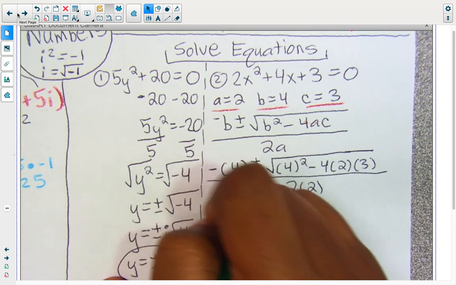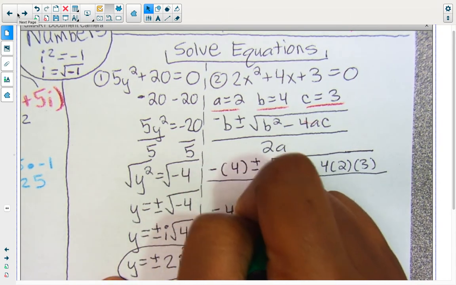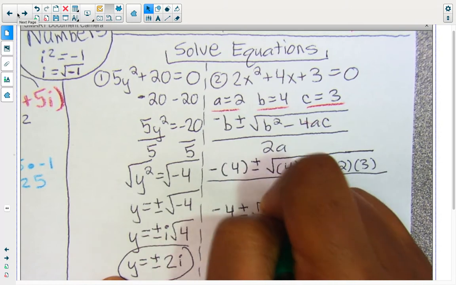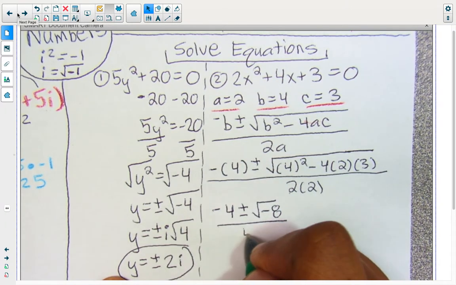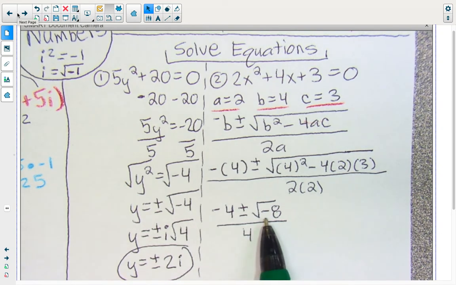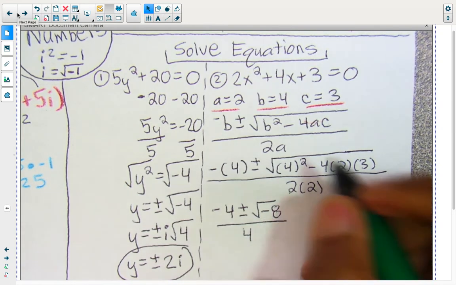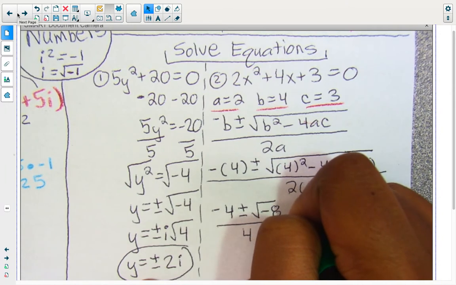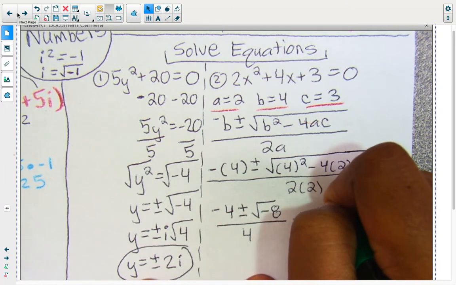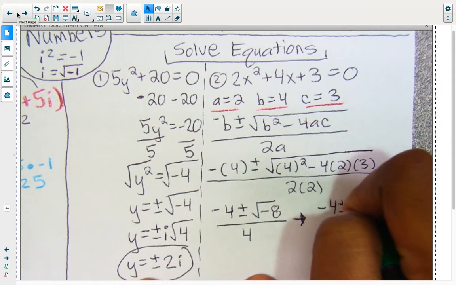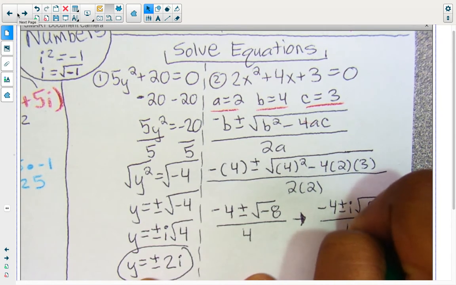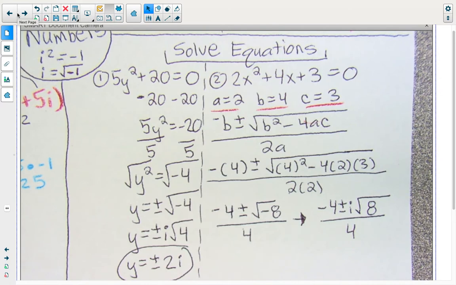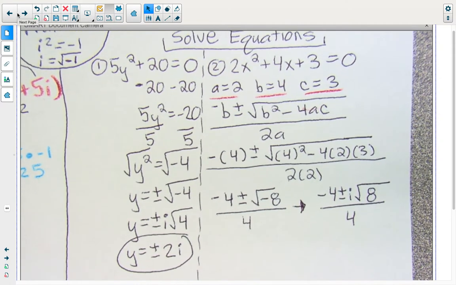So when I use the calculator, it gives me negative 4 plus or minus the square root of negative 8, all over 2 times 2, which is 4. Now, we can't have a negative on the inside, so we're going to factor out i. So now I have negative 4 plus or minus i square root 8, all over 4. We're about 90% done with the problem.